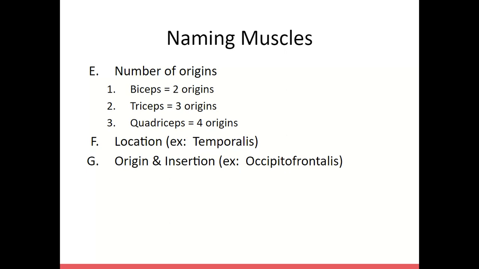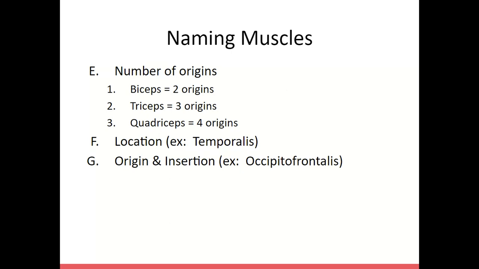We can also name a muscle off of how many origins it has. If you forgot about this already, an origin is where a muscle attaches onto a part of your body that does not move. The biceps, like the biceps brachii, has two origins, two places it attaches that don't move. The triceps has three origins, so that's how it gets its name. So bi, tri, and then the quadriceps has four origins. You can imagine if there was one with five, it would be like a quinticeps or something like that.